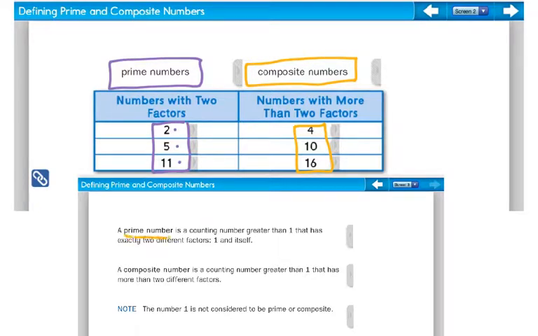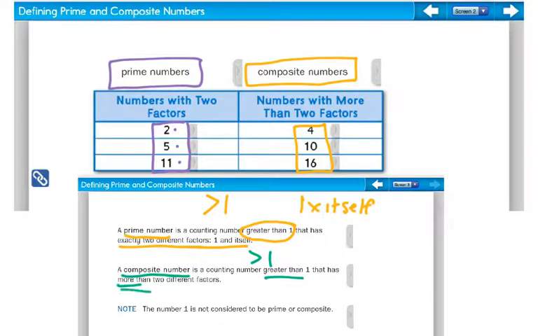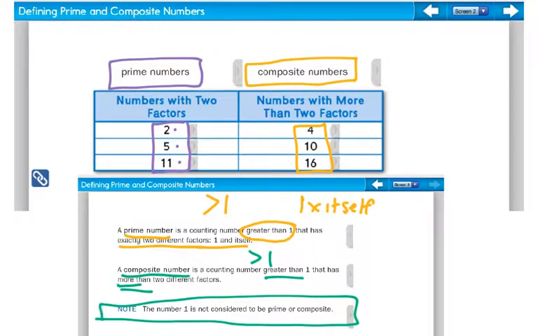A prime number is a counting number greater than 1 that has exactly two different factors, 1 and itself. A composite number is a counting number greater than 1 that has more than two different factors. Please note that the number 1 is not considered to be prime or composite.